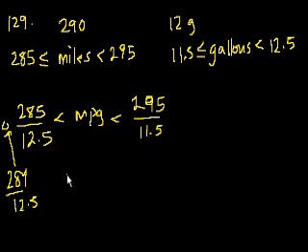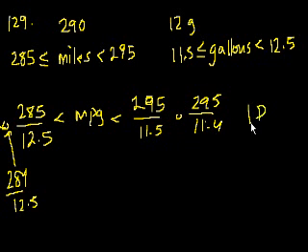And then on choice D, 295 divided by 11.4. This number is larger than ours because you have the same numerator and a smaller denominator, so you're dividing by a smaller number. So if her miles per gallon is between these two numbers, and our numbers are between these two numbers, then yeah, D is right. Her miles per gallon needs to be between 284 divided by 12.5 and 295 divided by 11.4. So it's choice D.